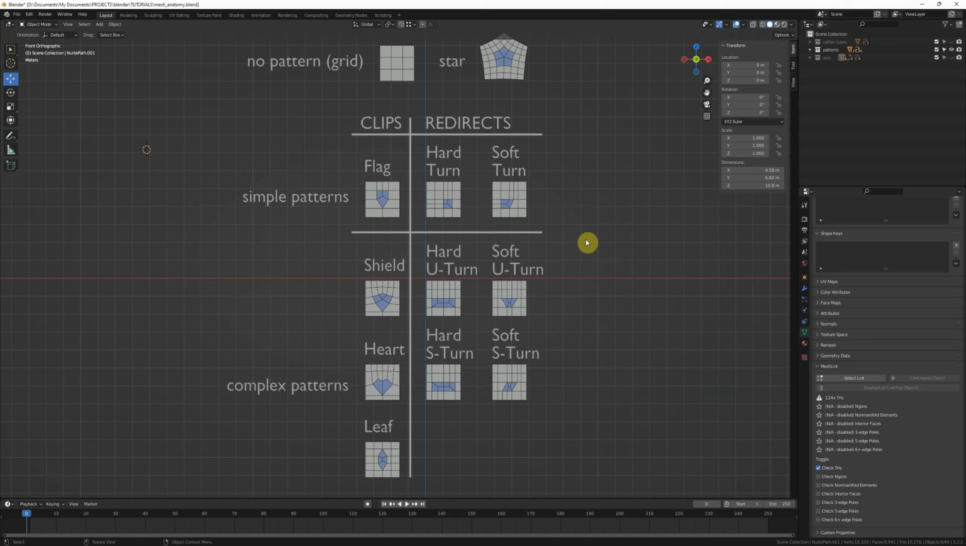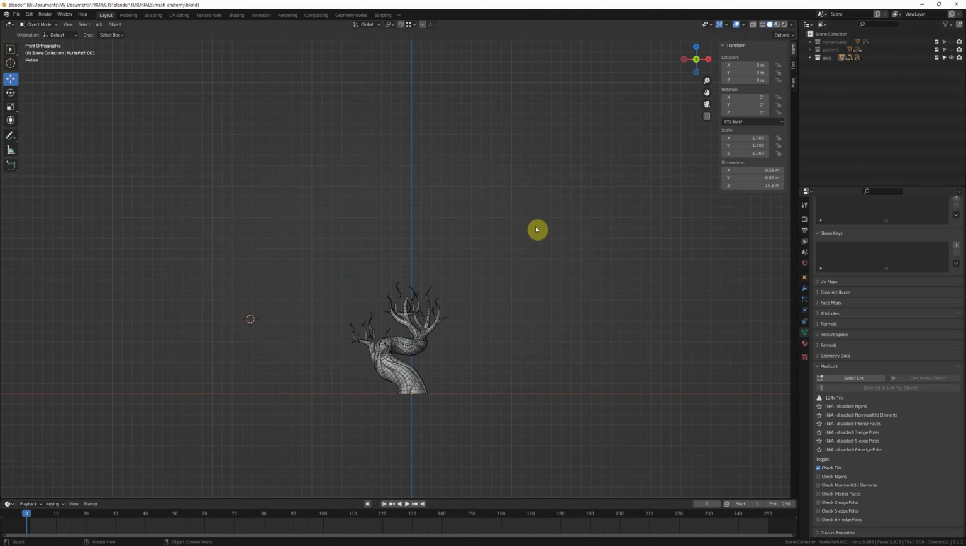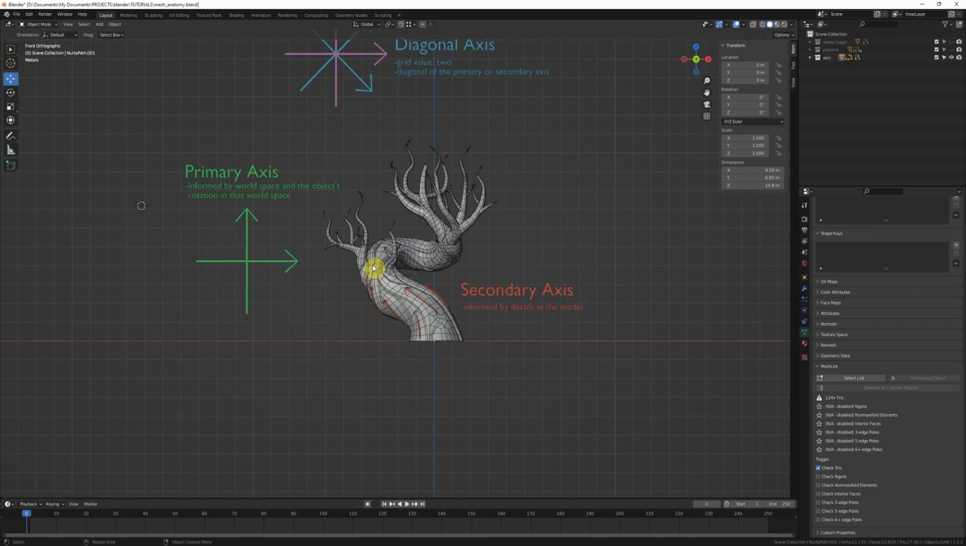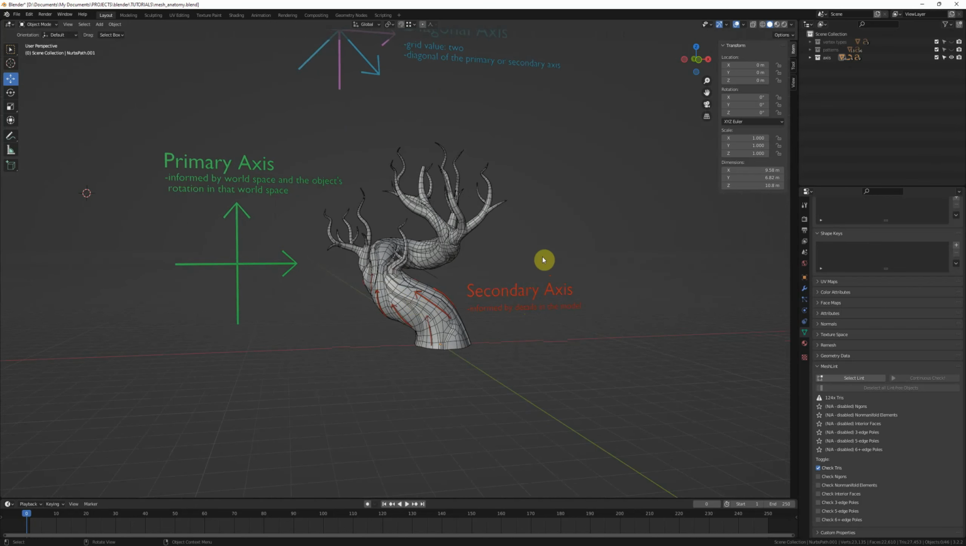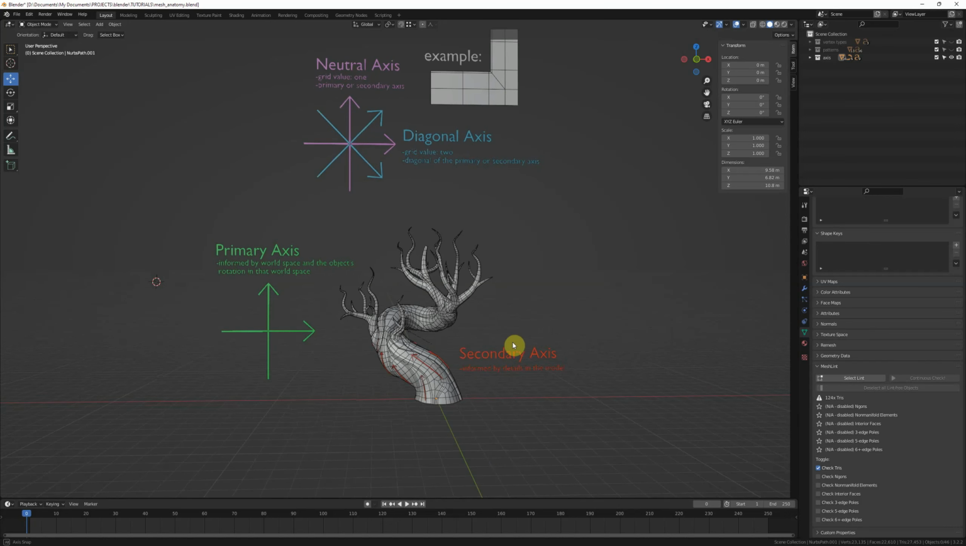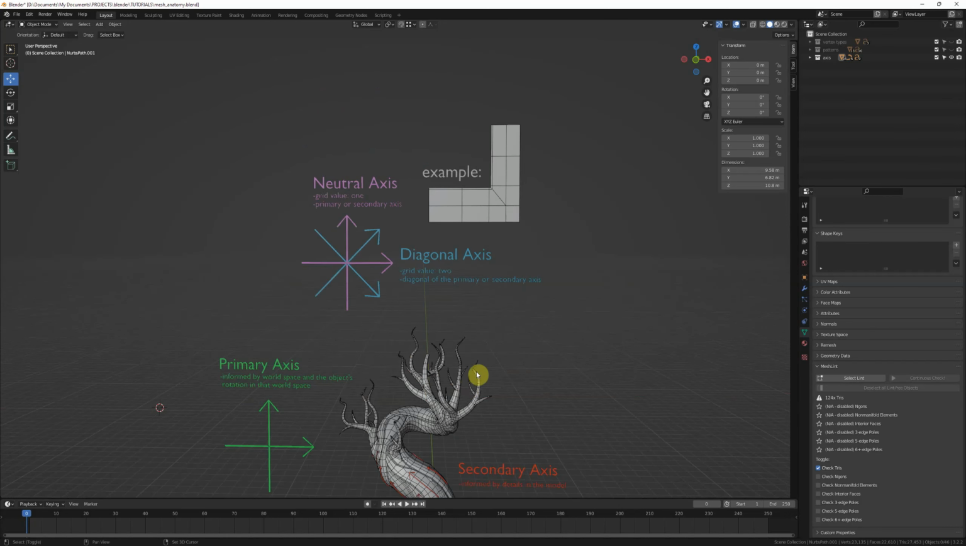And yeah, clips are for the same axis. Redirects are for combining two different axes. So if you're not sure what patterns you might be using, just keep in mind what direction those edges are coming from, and that will dictate what your pattern should look like. And keep in mind that the primary axis is dictated by your object and its orientation in world space. Secondary axis is defined by specific traits of your model and is more important to follow than the primary axis. Primary axis gives you fundamental information of how your loops should go, but secondary axis is definitely what your final topology is going to end up looking like.